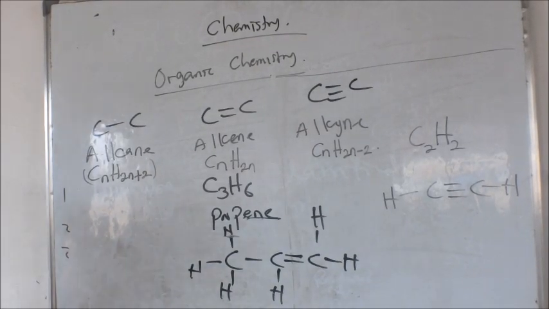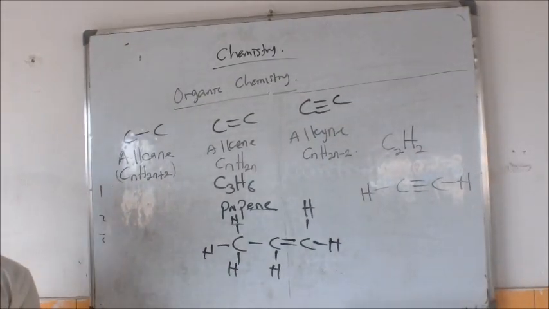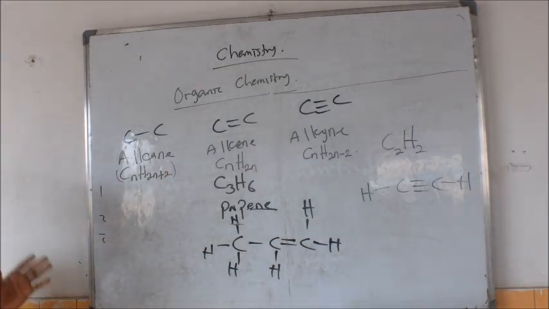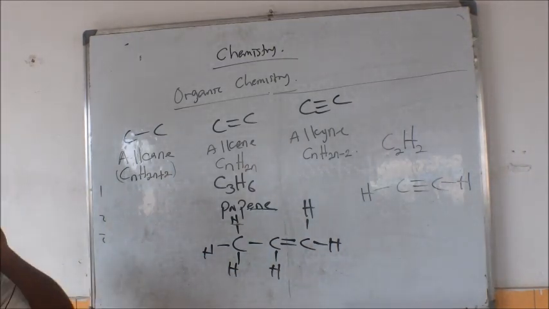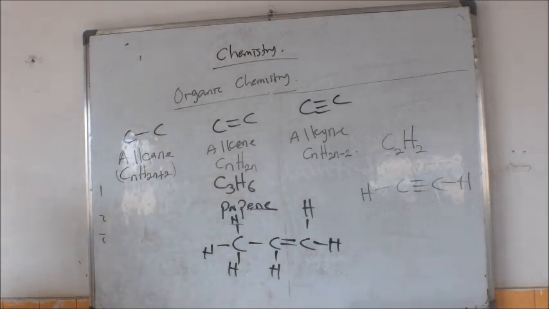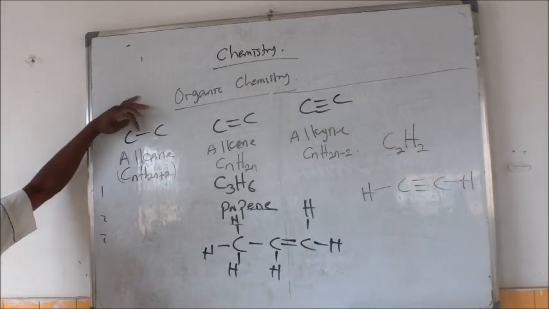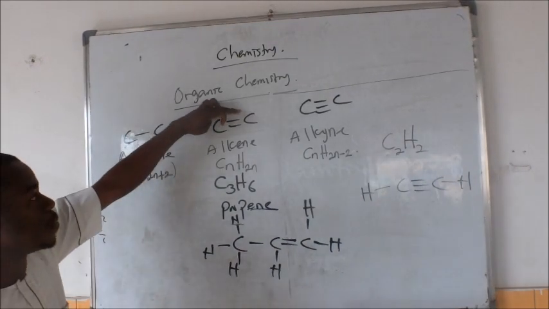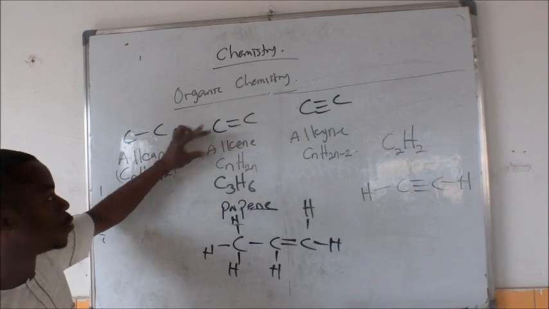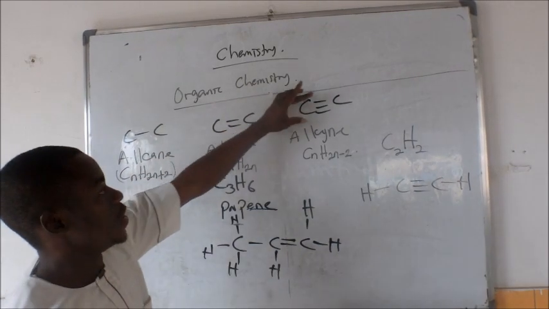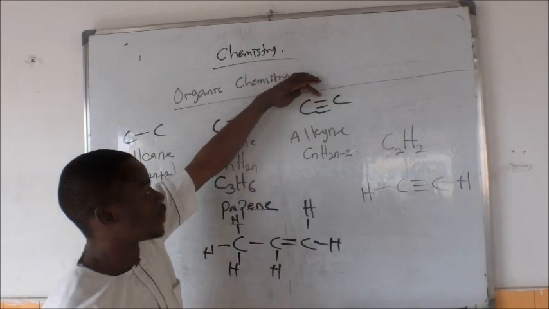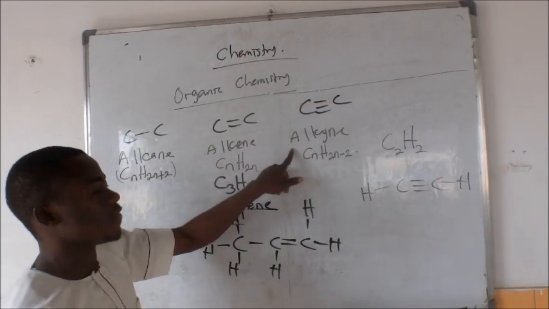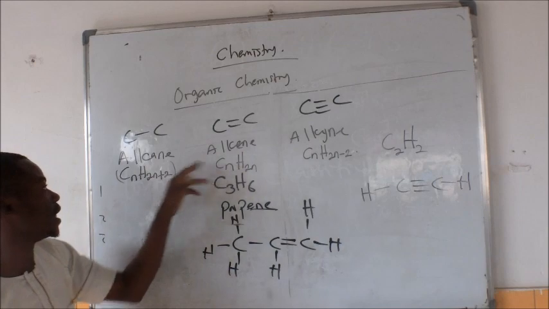We have the functional group, and we have what we call homologous series. The functional group is the one that indicates the name of the family of a particular organic compound. If you have a single bond, it's the functional group for this family. If you have a double bond, it's the functional group for this family. If you have a triple bond, it's the functional group for this family, which is alkyne.